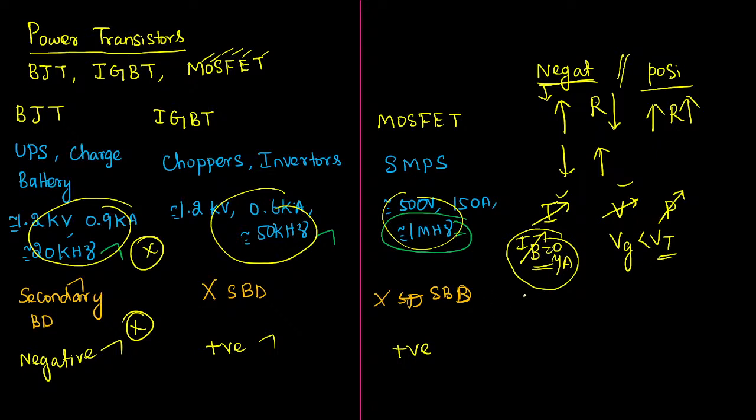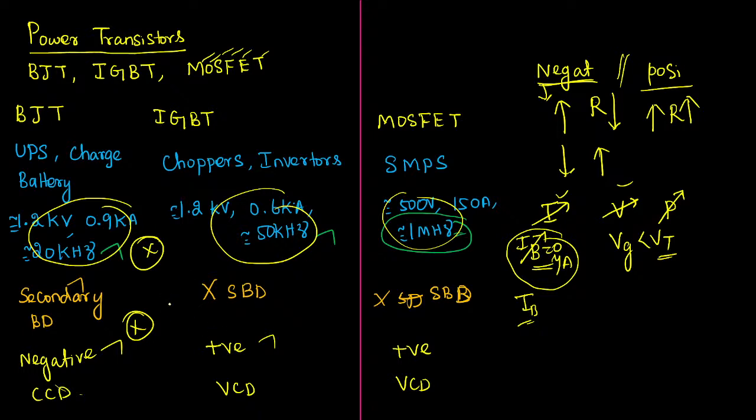Here, in the BJT, they compare the base current with the minimum base current, the minimum amount of base current that is required to turn on the BJT. So basically, if you focus on IGBT and MOSFET, both are voltage controlled devices, but BJT is a current controlled device. I hope now you all know these things.